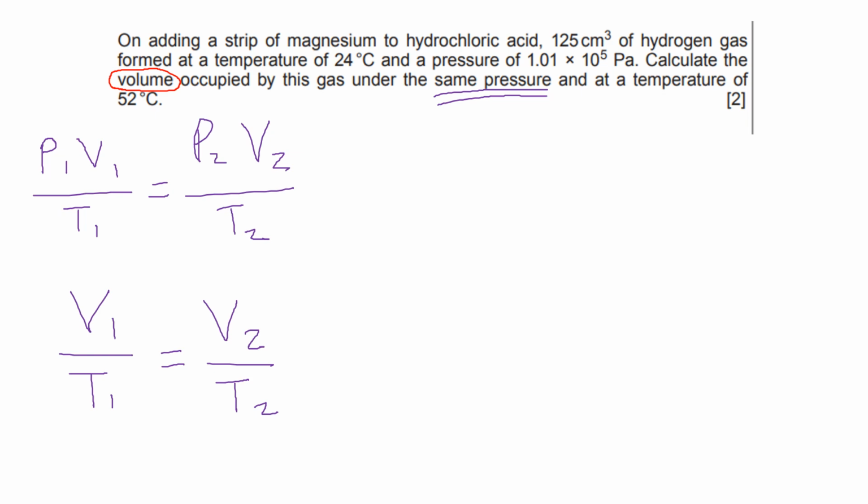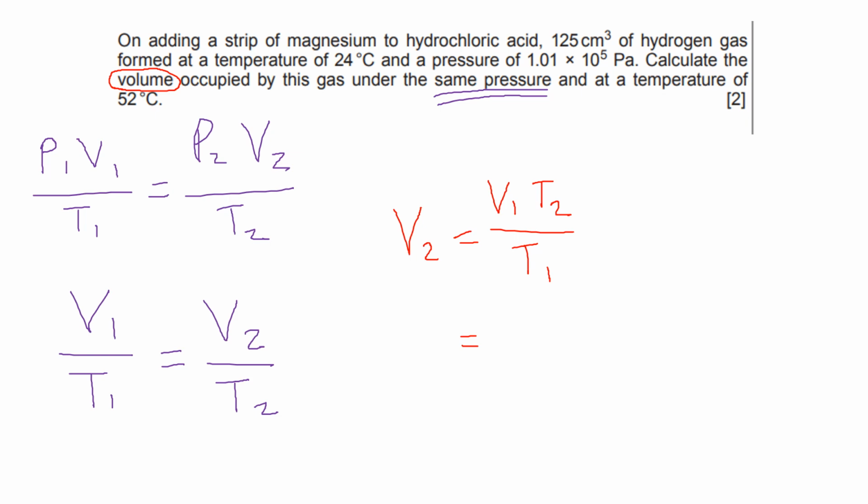So we can write this out as V2 equals, now we're dividing by T2 here, we want to make it on its own. So what we're going to do is times both sides of the equation by T2. So V2 is equal to V1 times T2 divided by T1. And then we'll start plugging the numbers in.